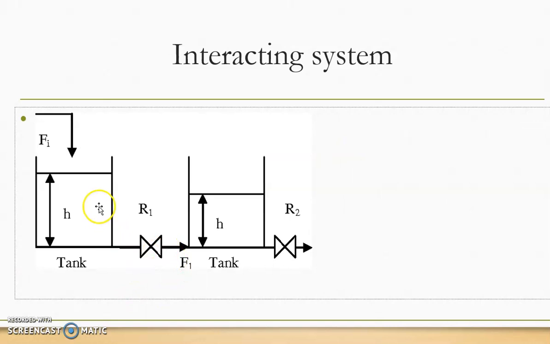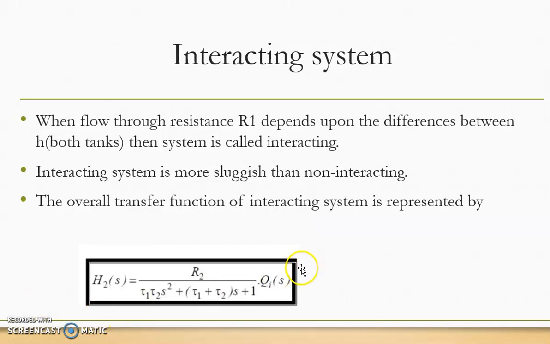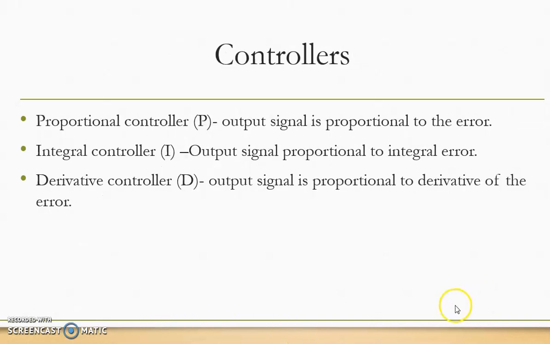So this depends upon the flow which is coming from tank 1, which depends upon the heights in both tanks, which is nothing but the interacting system. The overall transfer function for an interacting system is H2 of S equals R2 over (tau 1 tau 2 S square plus (tau 1 plus tau 2) S plus 1) into Q1 of S. Tau 1 and tau 2 are again the time constants associated with the first and second tank.